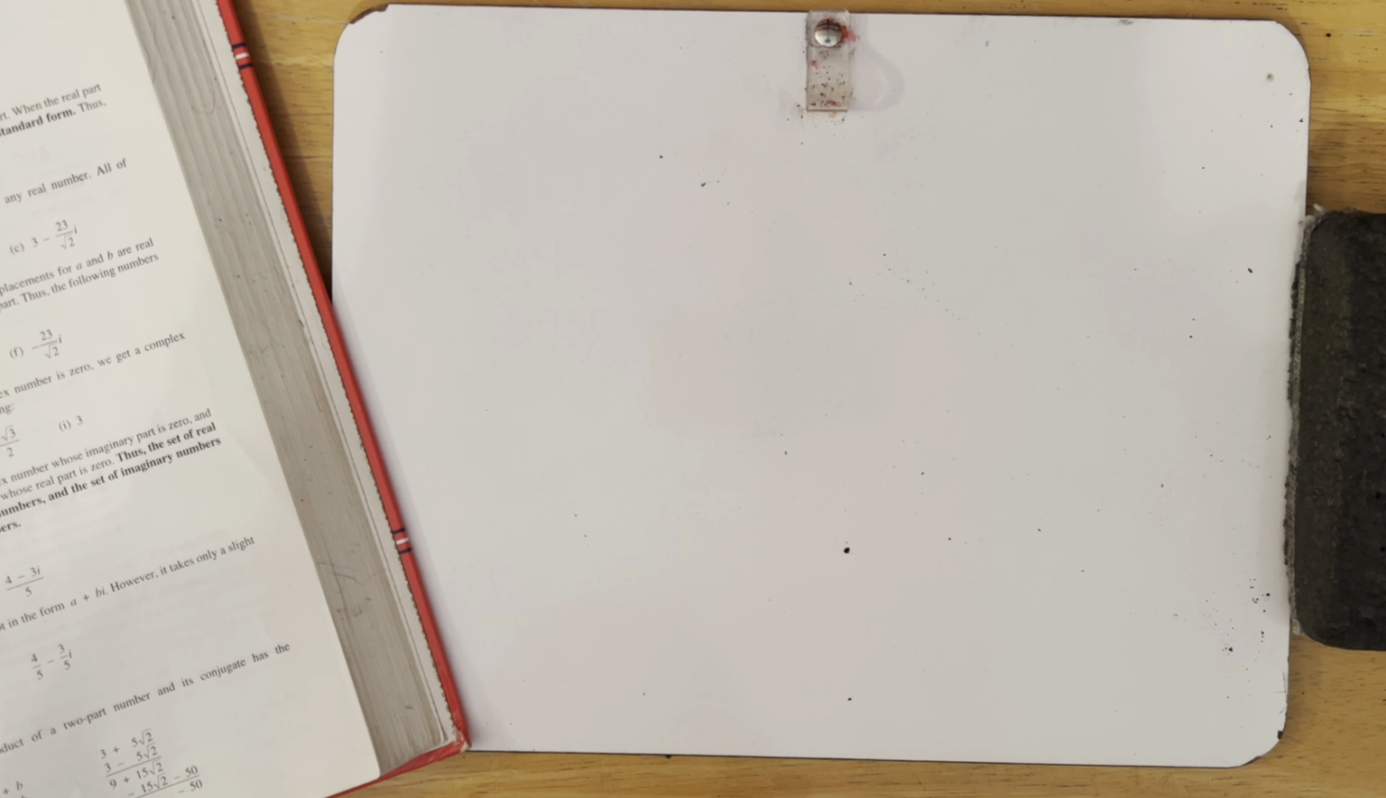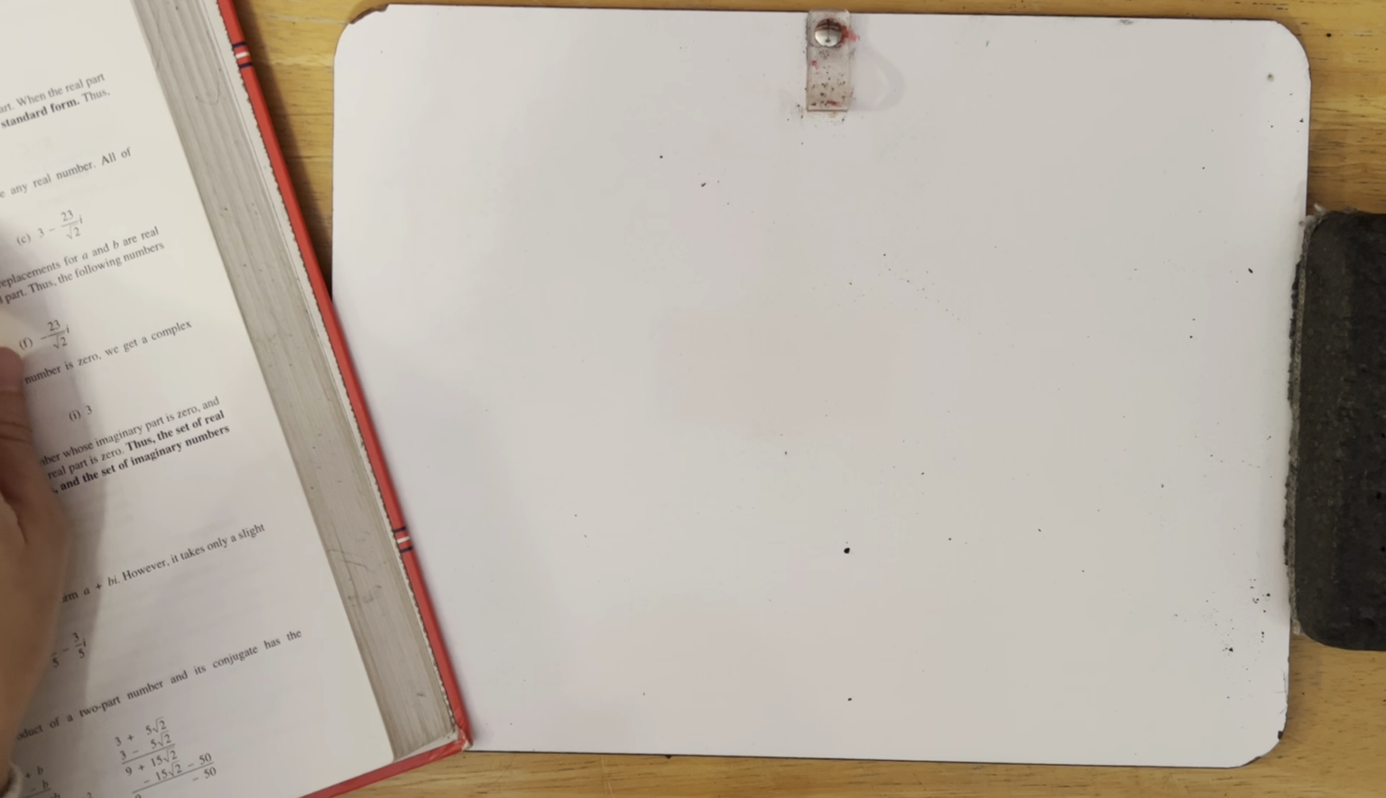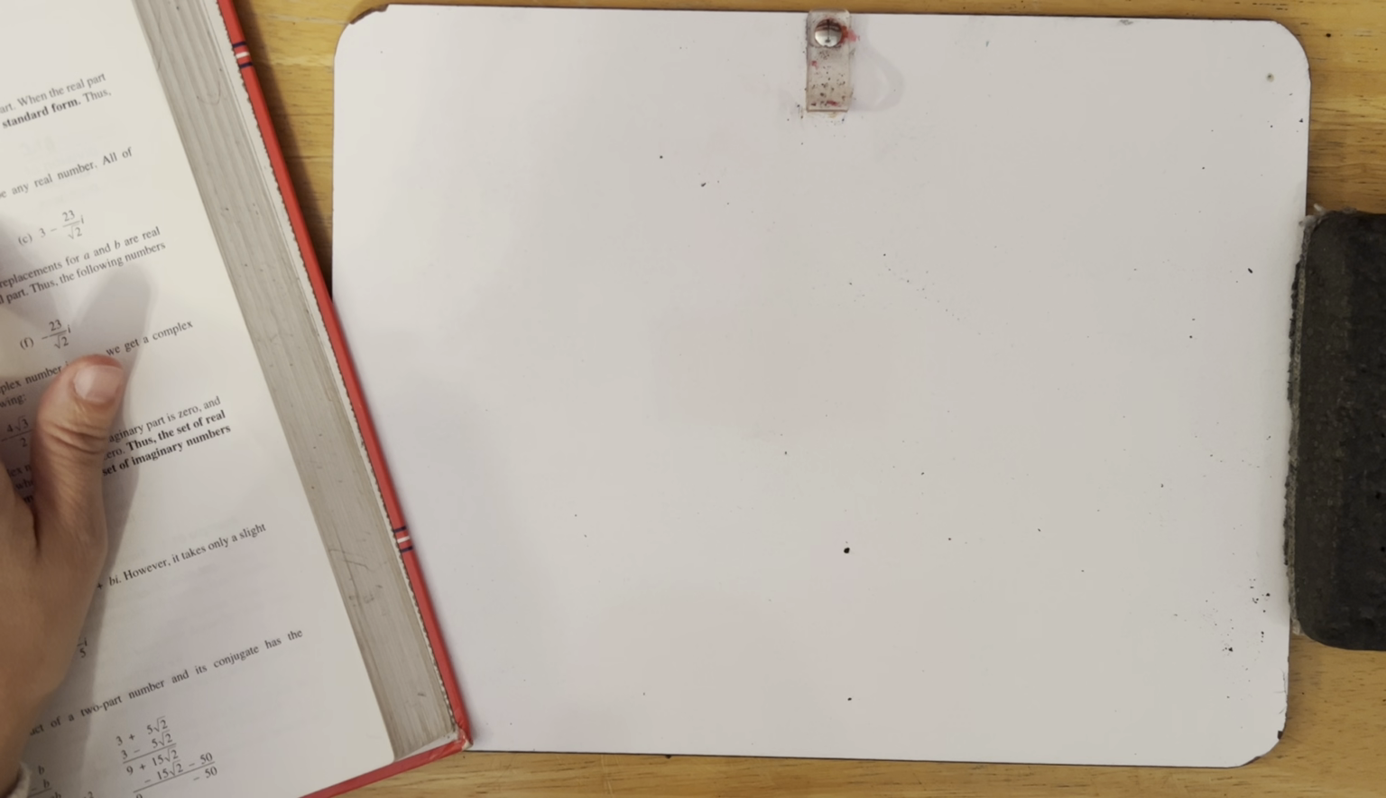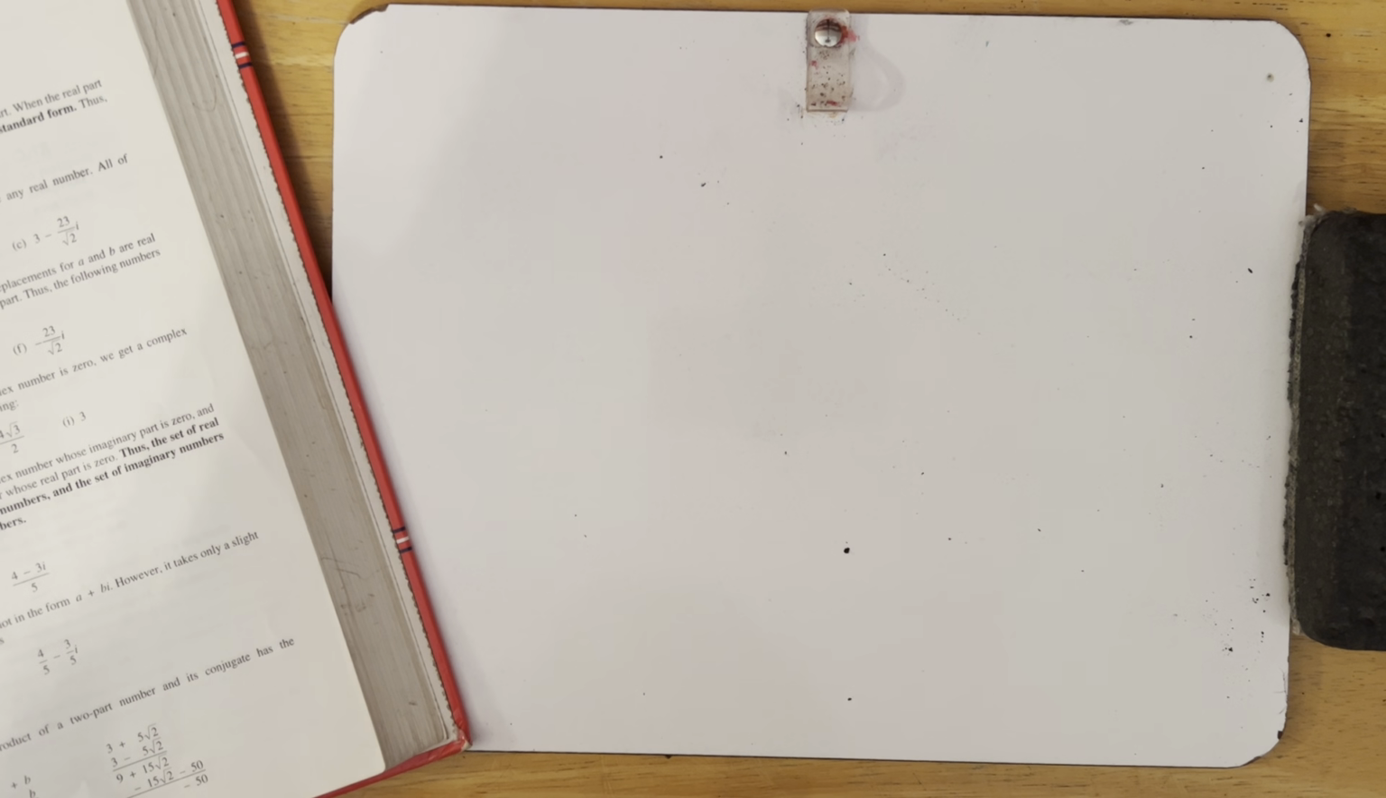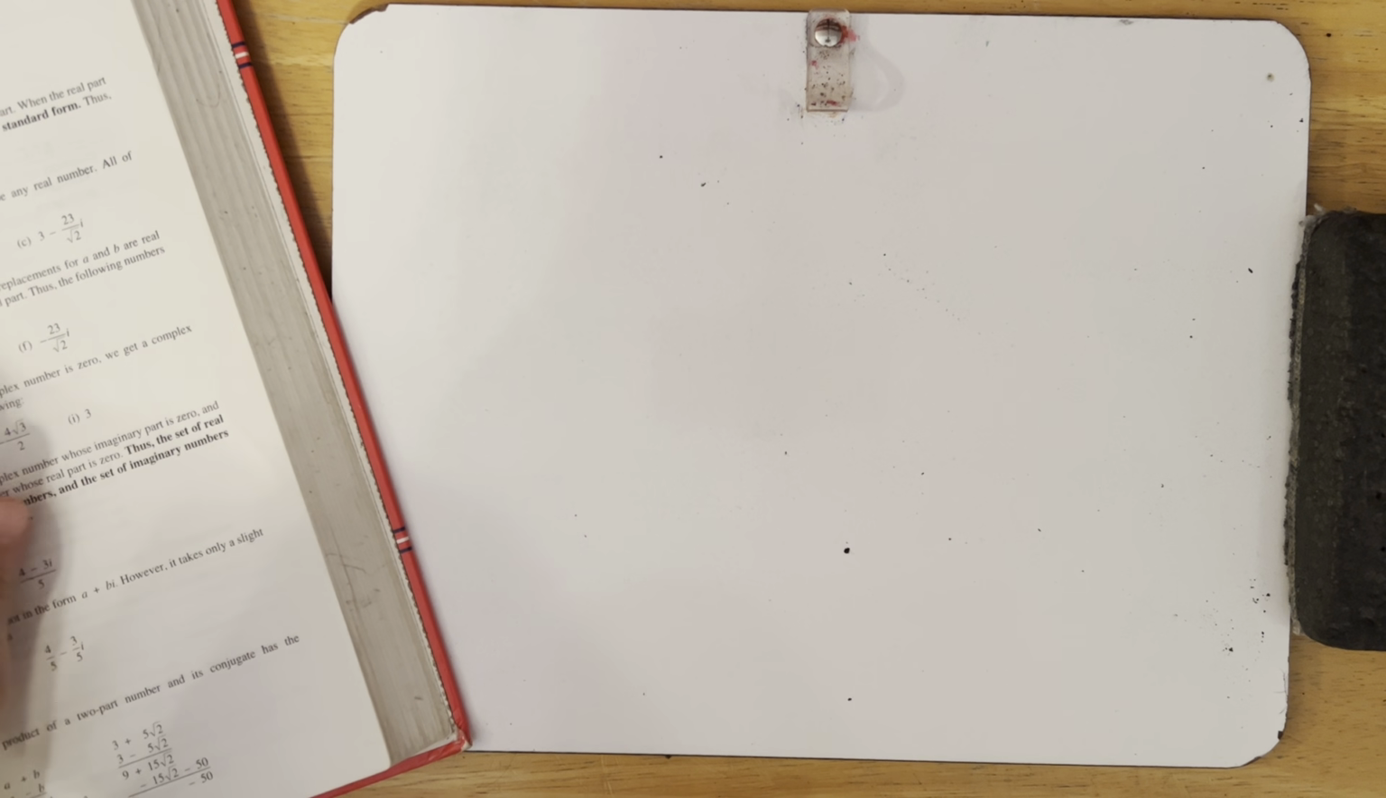All right, a complex number is a number that has a real part and an imaginary part. When the real part is written first, we say that we've written the complex number in standard form. So if we have a plus bi, remember i is when we have a negative, and it's imaginary, so we write the imaginary part second.